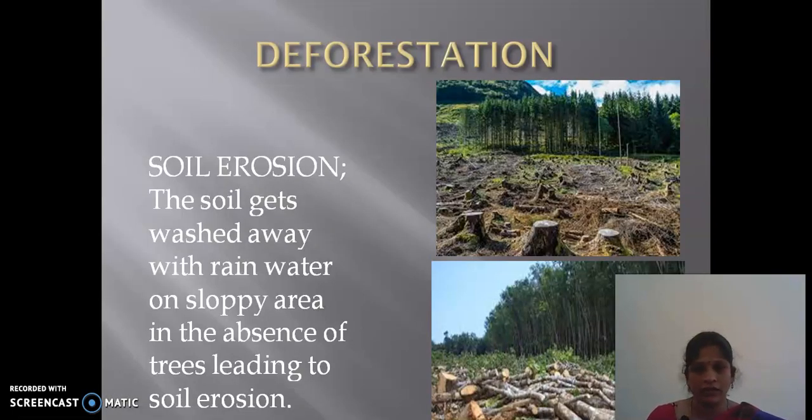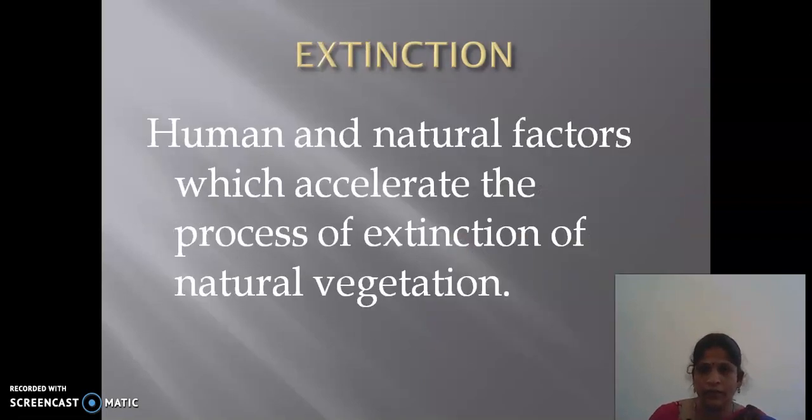Then deforestation I told, soil erosion I told. Deforestation happens with soil erosion. The soil gets washed away with rainwater on sloping areas in the absence of trees, leading to soil erosion. Deforestation is a reason for soil erosion, and soil erosion is caused both by natural factors as well as by humans. Then extinction: human and natural factors accelerate the process of extinction of natural vegetation.